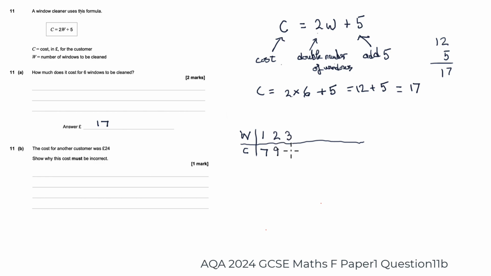House with 3 windows, double 3 you get 6. 6 plus 5, 11. Now you'll notice there's a pattern emerging. We add 2 every time. Let's just do one more before we use that pattern, just to double check.